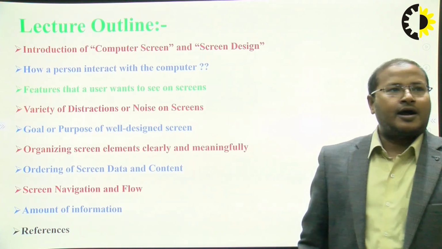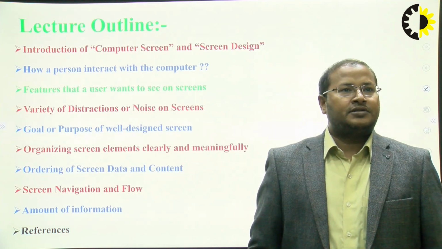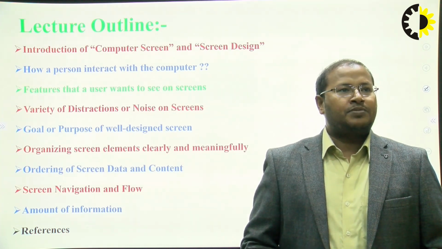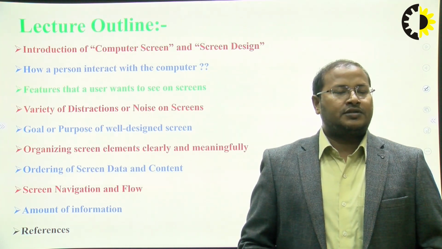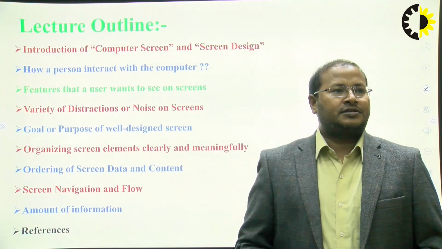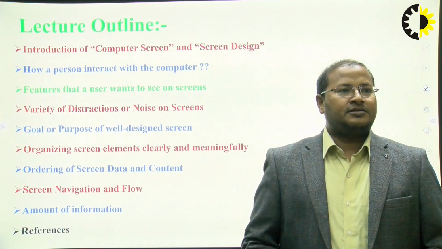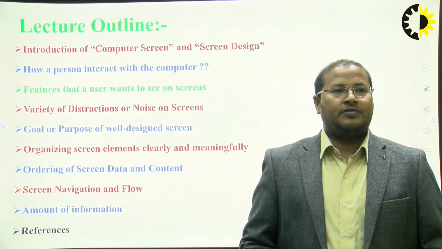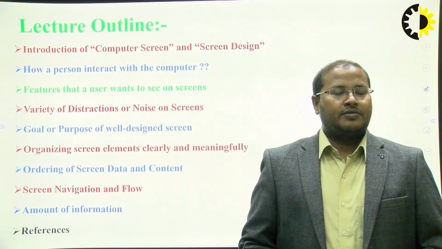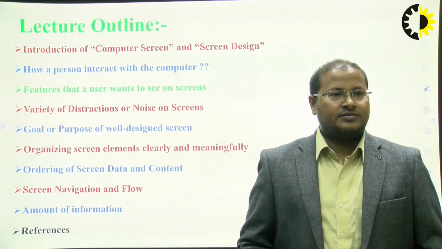In today's lecture, I will discuss the following topics: introduction of computer screen and screen design, how a person interacts with computer, features that a user wants to see on screens, variety of distraction or noise on screens, goal or purpose of well-designed screens, organizing screen elements clearly and meaningfully, ordering of screen data and content, screen navigation and flow, amount of information, and lastly, references used.